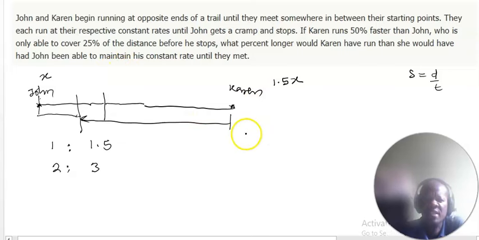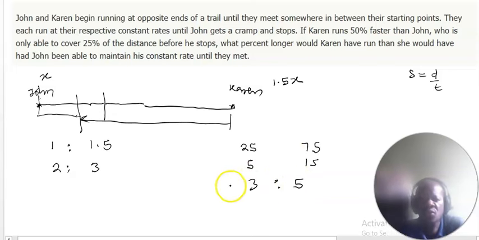Now, let us look at the ratio of the distance they covered when John had the cramp. So if John had a cramp, he will be able to cover 25% of the distance. Then that means Karen will cover 75%. So the ratio of these two distances will be 1 to 3. So another ratio is 3 to 5. So now, since they are talking about distance, we add the sum of the ratio.